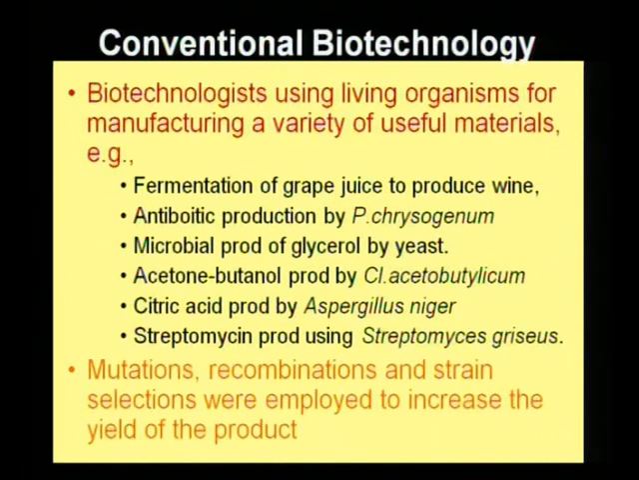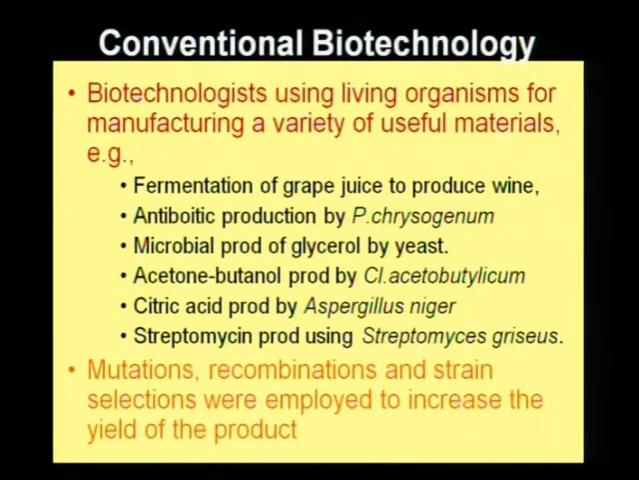Biotechnologists were using living organisms for manufacturing a variety of useful materials, as for example fermentation of grape juice to produce wine, antibiotic production by Penicillium chrysogenum, microbial production of glycerol by yeast, acetone butanol production by Clostridium acetobutylicum, citric acid production by Aspergillus niger, and production of streptomycin using Streptomyces griseus. Mutations, recombination and strain selection are the different techniques which were used to increase the yield of the product.